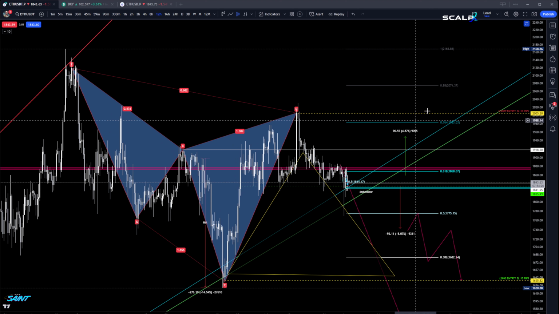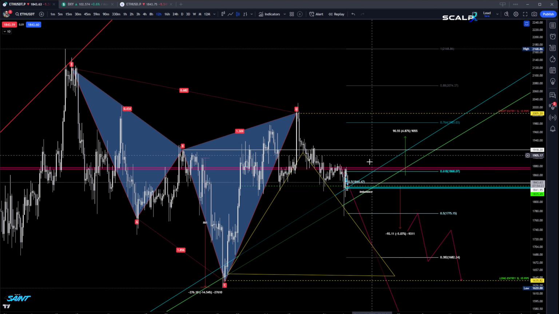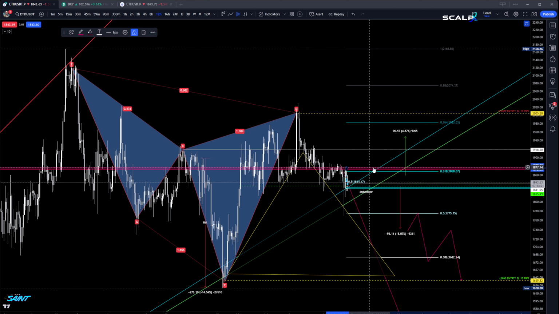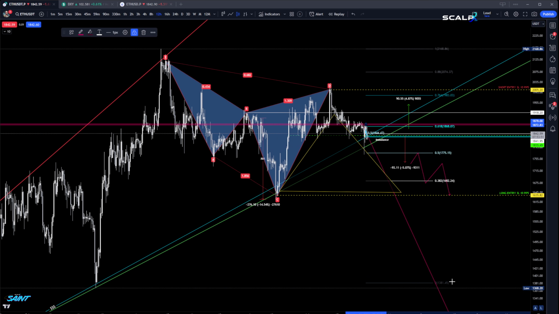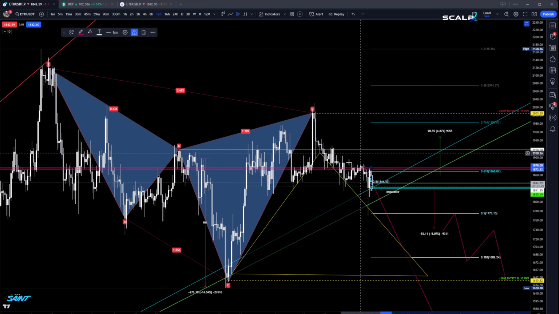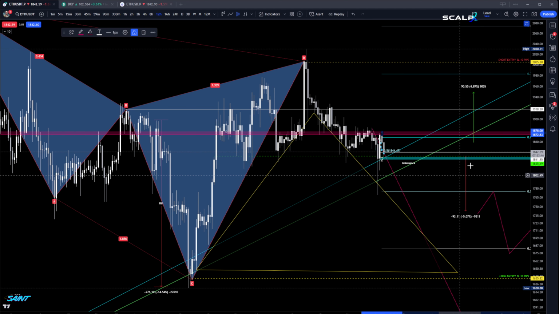Ideally, if we want to see us get up to this 2000 area, we got to break this band right here, 1874. I mean, I could even make this a larger order block and say all the way up to here, which is like 1913. That's something worth noting. And I had a triangle right over here.